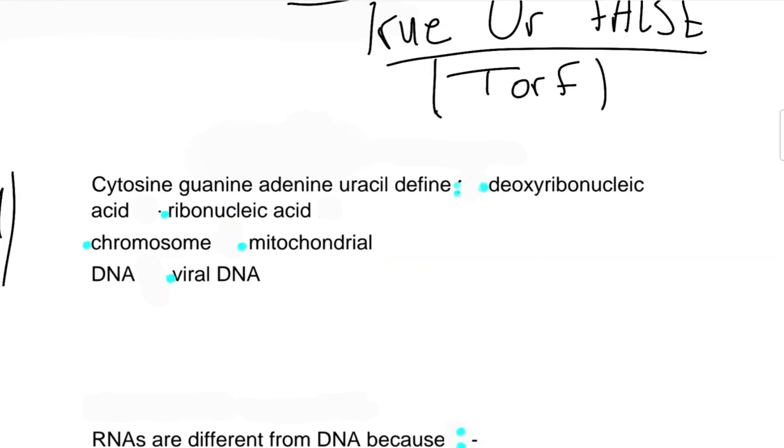So cytosine, guanine, adenine, uracil. Define. Deoxyribonucleic acid, chromosome, mitochondrial DNA, viral DNA. So what do they define? Obviously, deoxyribonucleic acid, no, because in DNA there is no uracil. Ribonucleic acid, yes, because in RNA there is the uracil.